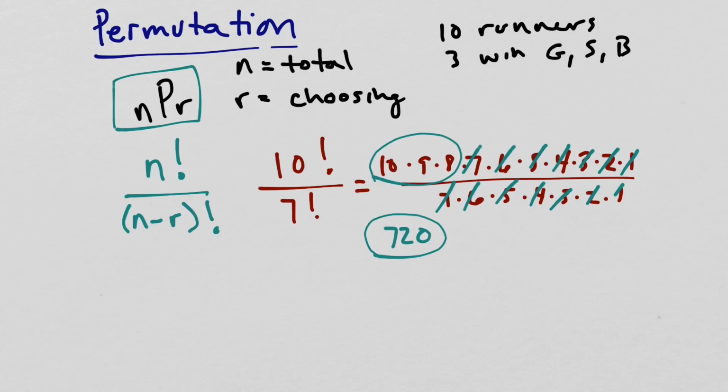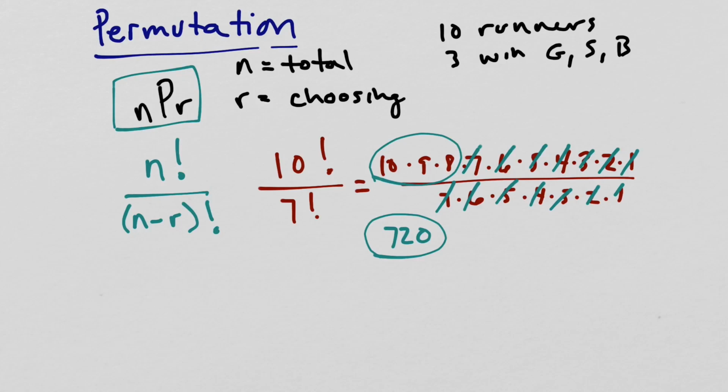But notice when you have this number here of 10 and we have this number of 7, really all we have to do is multiply the factorial of 10 until we get to 7. So we just went 10, 9, 8, but then after 7, that crosses out. And then that's how I got 720. Okay, so that's how you use a permutation formula.